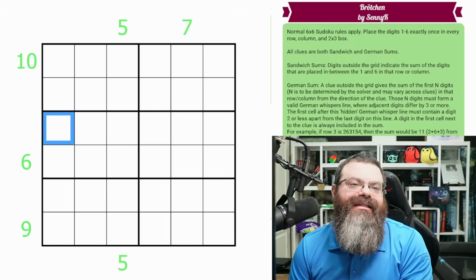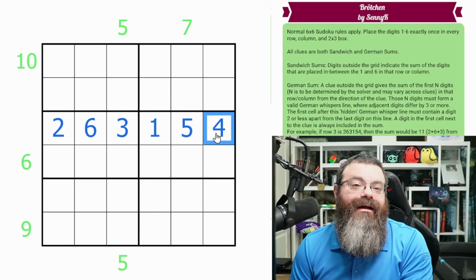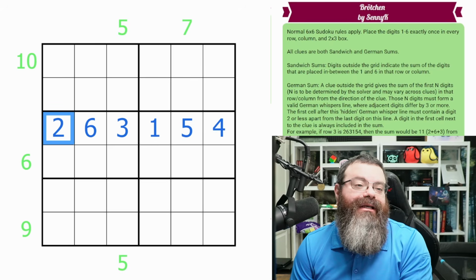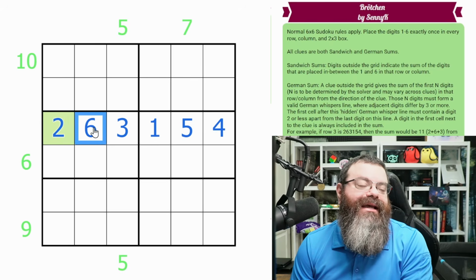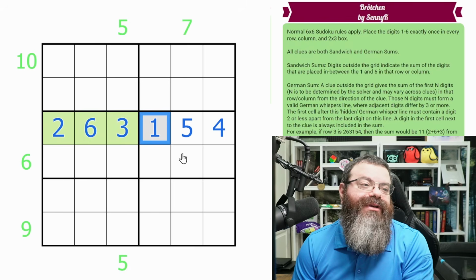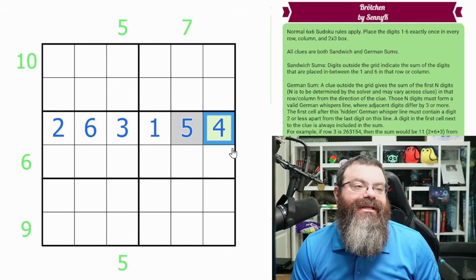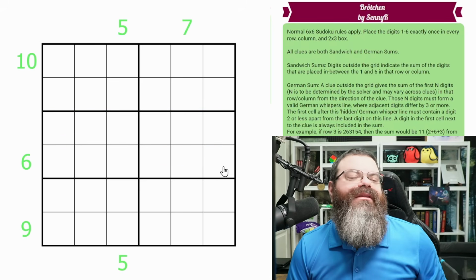So its example is 2, 6, 3, 1, 5, 4. Starting from the left, we always include the first digit. The next one jumps by 4, that's fine, we include it. The next one jumps by 3, that's fine, we include it. But then a jump to 1 is only a difference of 2, so we don't include that. Then we do 2 plus 6 plus 3, we get 11. So the clue would be 11 on the left side. On the right side, starting from here, we always include the 4, and then the 5 immediately is only 1 away, and so that would be a sum of 4 on the right side. All right, and that's it.